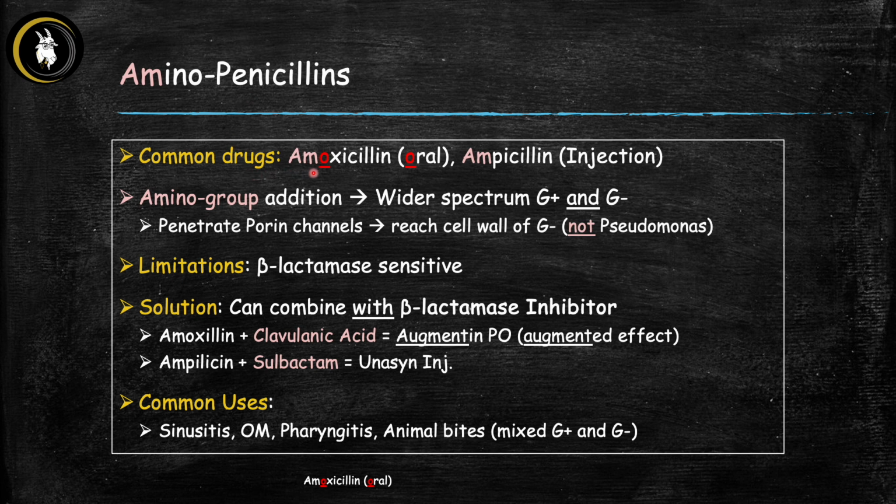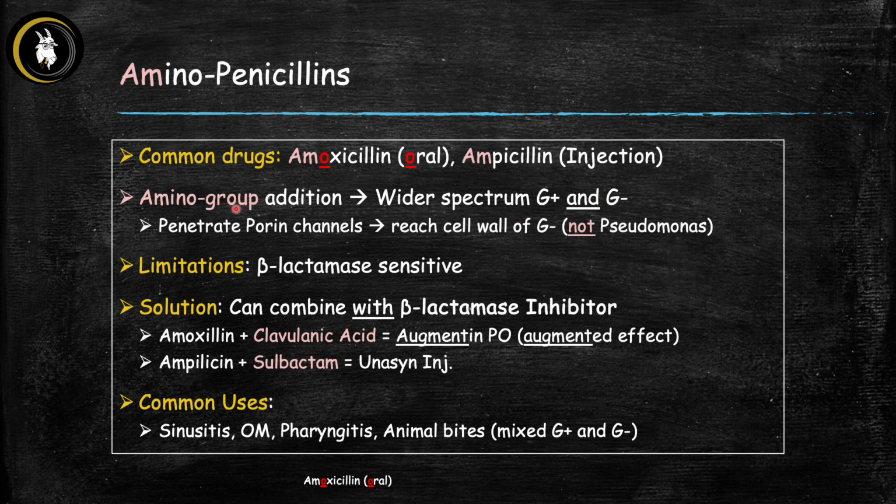The two main common drugs here are amoxicillin and ampicillin. So a couple of mnemonics. Both of these start with AM, and AM stands for the fact that these are amino-penicillins. So you should remember that. And then amoxicillin, the one with the O, is the oral version, and therefore ampicillin is the injection version. And as I mentioned, the way that they work is that there's an addition of the amino group next to the beta-lactam ring. Therefore, it's going to increase the spectrum of activity to more gram-positives and gram-negatives.